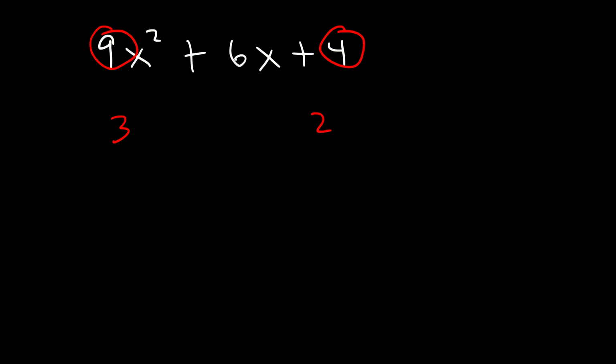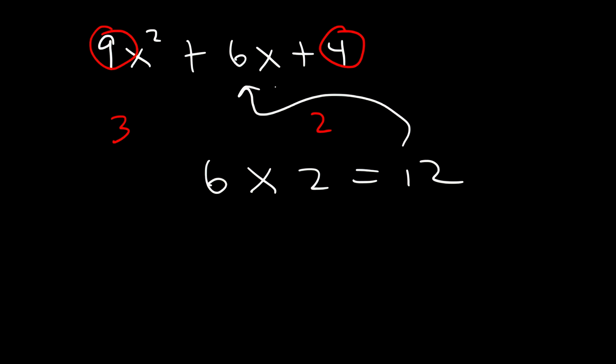9x squared plus 6x plus 4. Is this a perfect square trinomial? So the square root of 9 is 3. The square root of 4 is 2. 3 times 2 is 6. And you have to double it. 6 times 2 is 12, which is not 6. So this is not a perfect square trinomial.